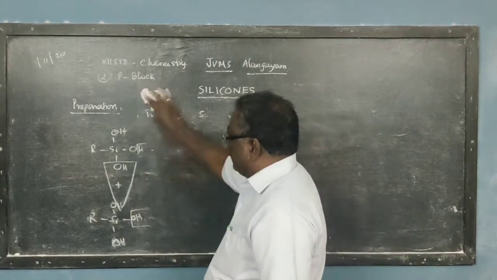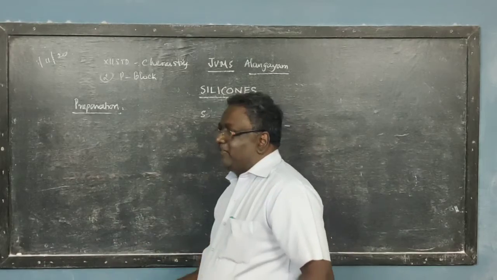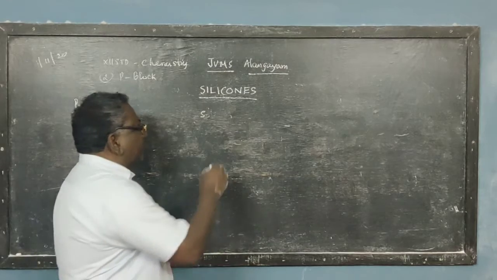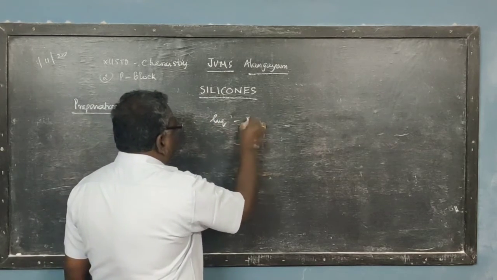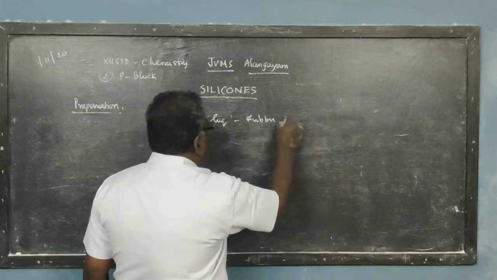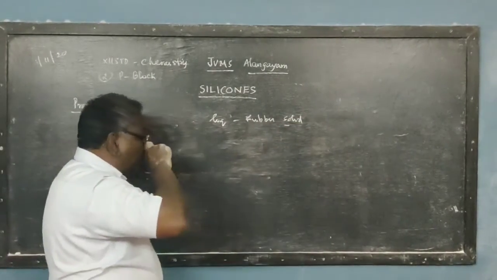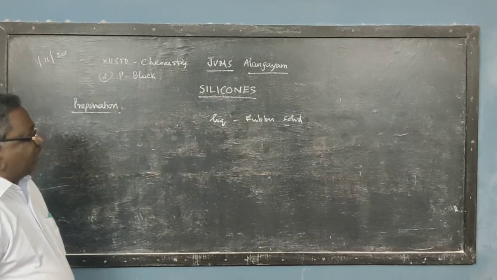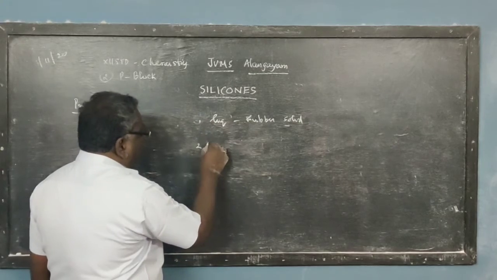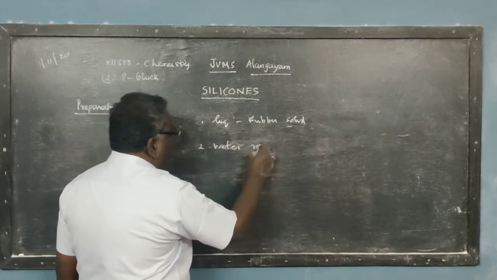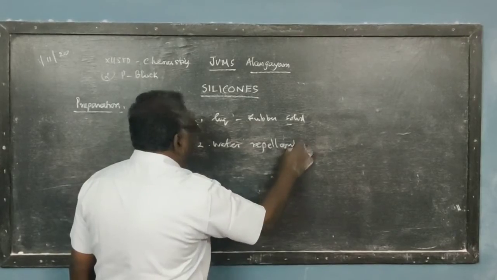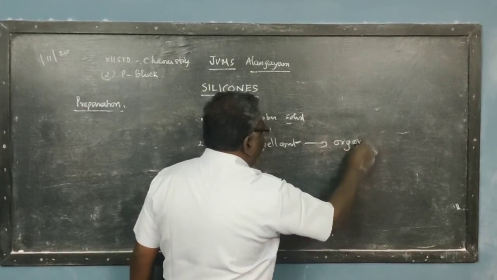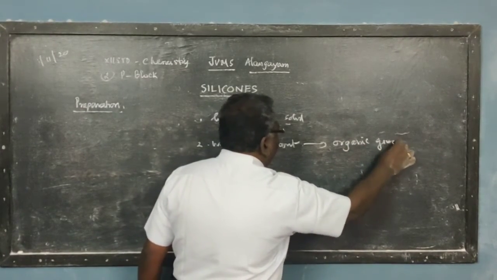After that, we have the properties of silicones. As far as the properties are concerned, most silicones are liquids or rubber-like solids because they have a close structure at low temperature. Second, they are water repellent. They will not absorb water, right? This is due to the presence of the organic groups around it.